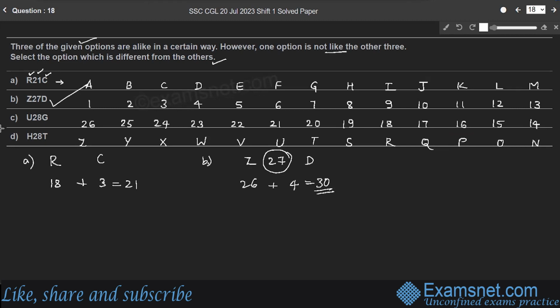Let us verify that by considering the remaining 2 options. U28G. Here U is 21 plus G is 7, which is equal to 28. It follows the same logic. Whereas D is H28T. H is 8, T is 20, which is equal to 28. Therefore, A, C, and D options follow the same logic, whereas B doesn't follow the same logic. So option B is the right answer.